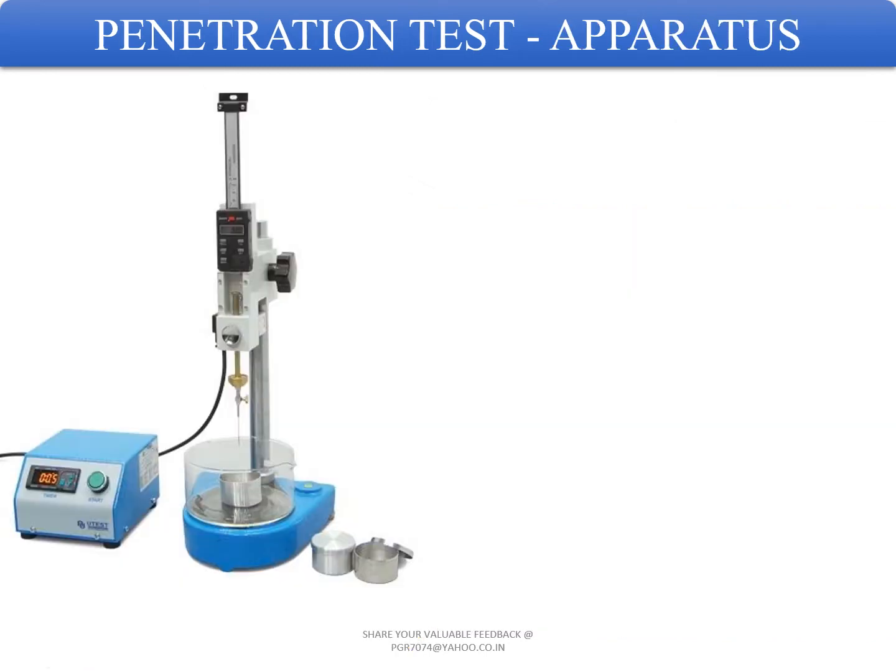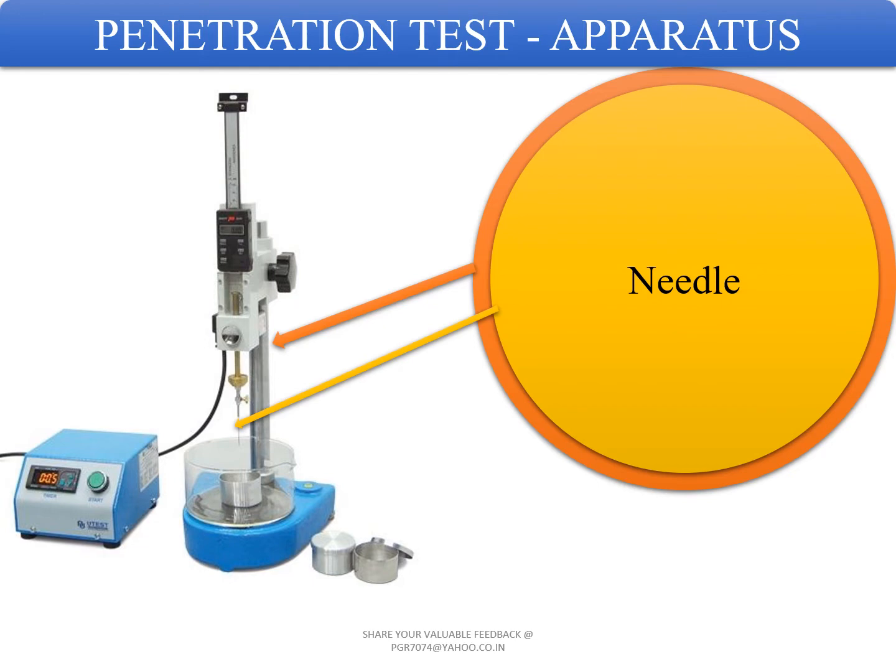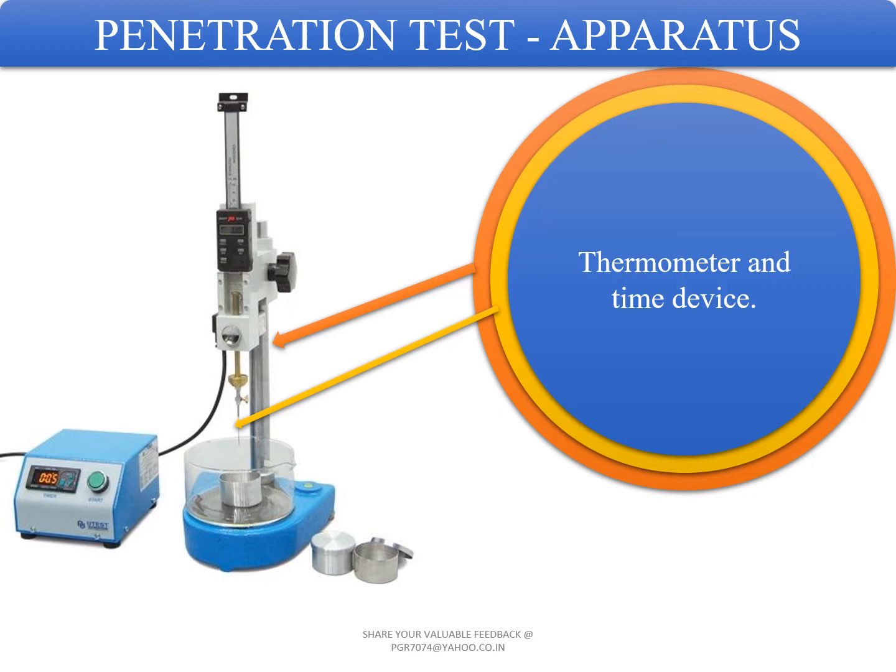The apparatus required to conduct the penetration test are: first, the penetration apparatus itself. You should have the capability to measure 1/10 of a millimeter penetration. Then the needle, a temperature and a timing device. As far as temperature is concerned, it should have a range of 0 to 44 degrees centigrade, graduated to 0.2 degrees centigrade, with overall length of 340 plus minus 10, and the bulb length of 10 to 16 millimeters, a scale of plus minus 0.2 degrees centigrade.